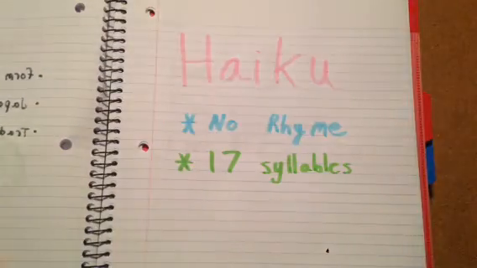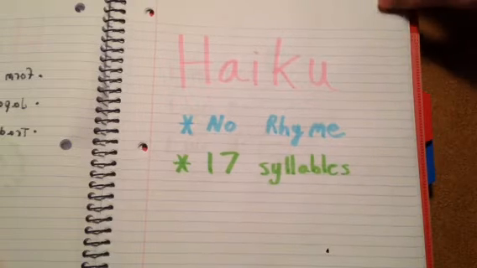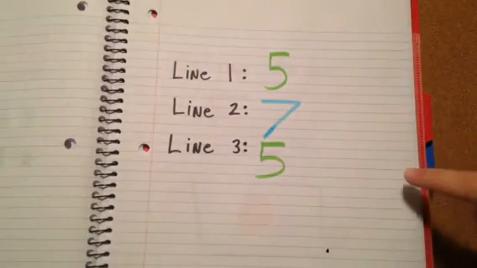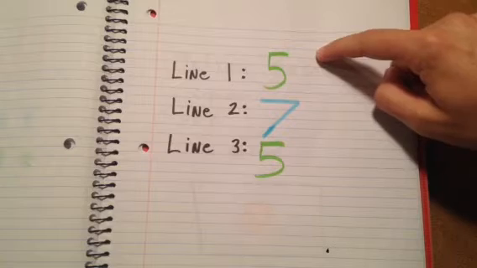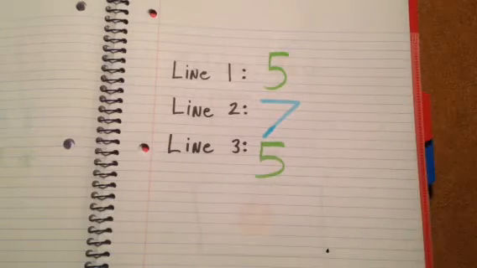Haikus are a little bit different though. There's no rhyme, so there's not going to be any cats and hats, and there are only 17 syllables. So a haiku is a very structured poem. There are 3 lines. On the first line there are 5 syllables, on the second line there are 7 syllables, and on the third line there are 5 syllables again.